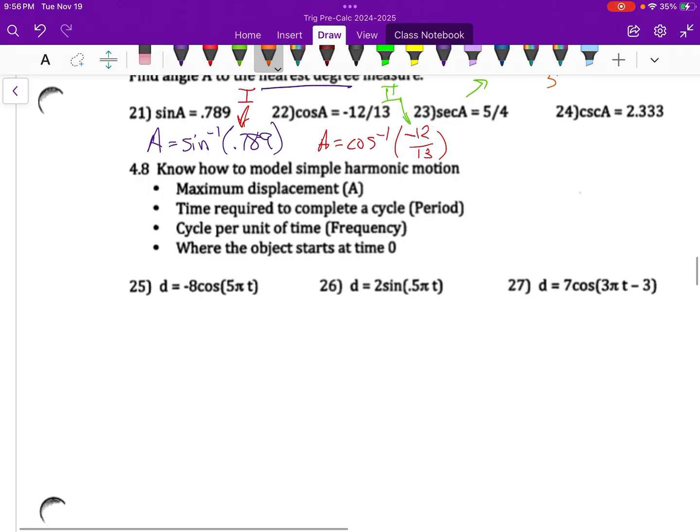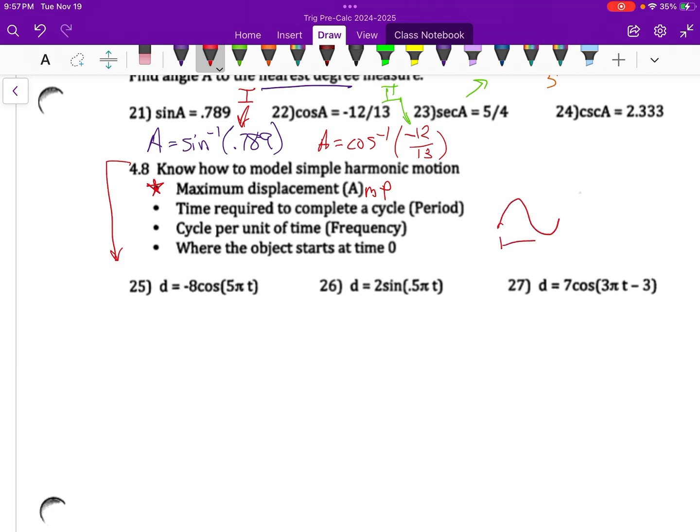4.8. This is a topic I didn't get to talk about except for in a video, and that's just modeling harmonic motion. Just to remind you, maximum displacement is nothing more than amplitude, okay? Time required for it to finish, to go from one top to another top. So like say it goes like this. Oh, that's a horrible picture.